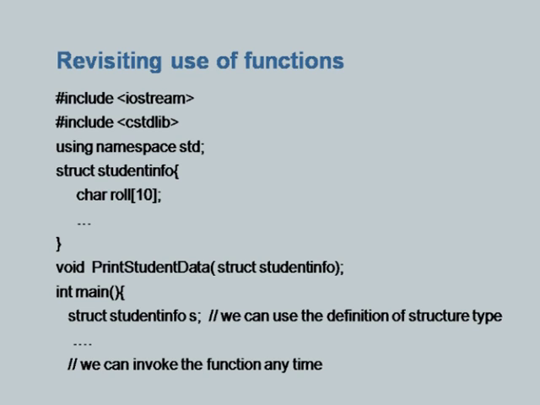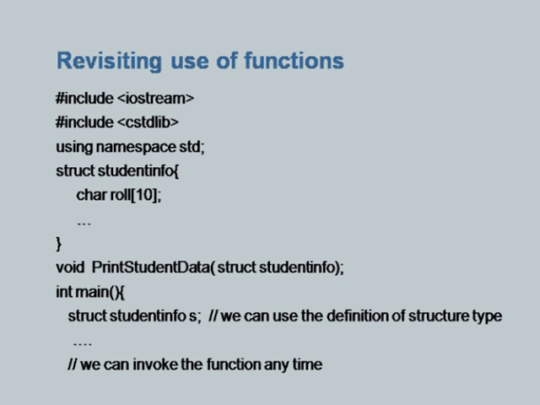Then we have a function prototype here. It says void print student data, struct student info. We are not writing the function here. The function would be written somewhere else. The reason I am putting a prototype here is that later on I will say that even this prototype may not be written explicitly by me. It might have been put somewhere else.